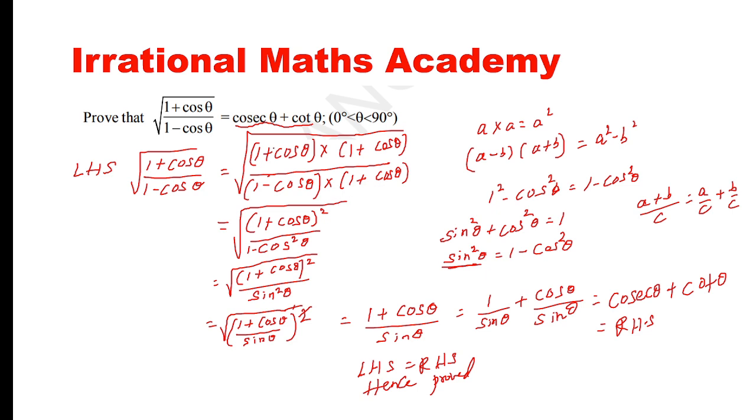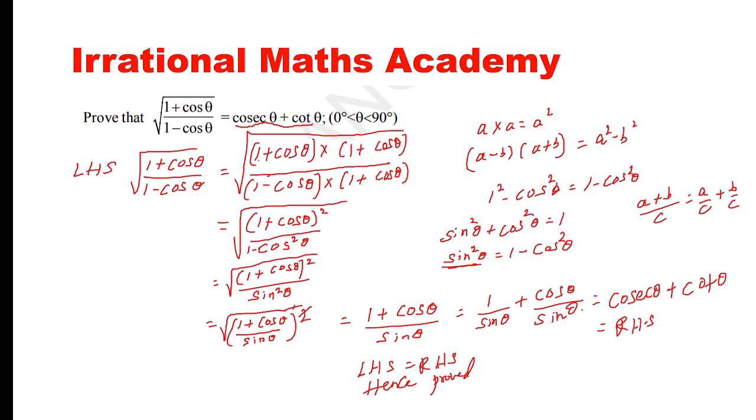After rationalizing, 1 plus cos theta into 1 plus cos theta gives 1 plus cos theta whole square, and 1 minus cos theta into 1 plus cos theta gives 1 square minus cos square theta. From the identity, 1 minus cos square theta means sin square theta. In the numerator you have a square and in the denominator you have a square, so take the common square. After taking the common square, the square and root get cancelled and you are left with 1 plus cos theta by sin theta. And if you split it further, 1 by sin theta plus cos theta by sin theta.